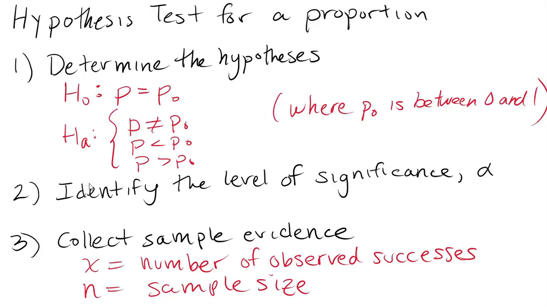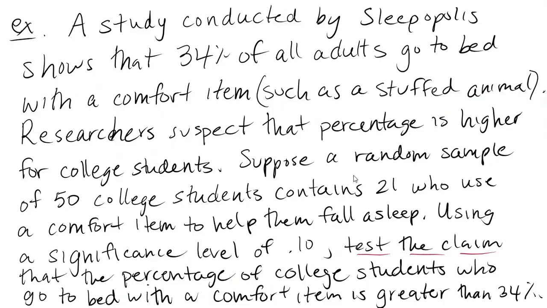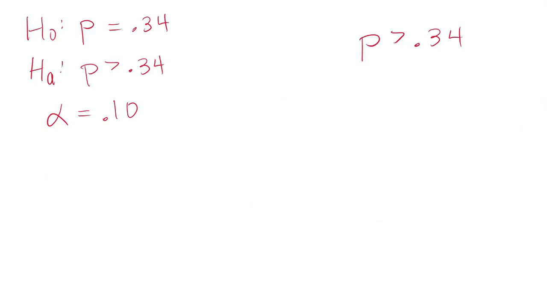Step 3 is to collect the evidence, and when you're testing a proportion, the evidence is the number of observed successes and the sample size. So we had a sample of 50 college students, and 21 of those used a comfort item, and we want to count the ones who used a comfort item as a success because that's the proportion that we're looking at. So X is 21, N is 50.